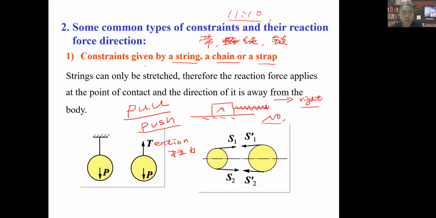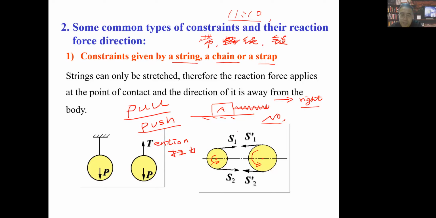So we call this the constraint given by a string or chain. It only has this. Actually, this is commonly used in engineering scenarios. We have a smaller trolley wheel here, and another one. When we let this strap fasten enough, then when this one rotates around one fixed axis, this one also rotates in the same direction because of the friction between this strap and this wheel.